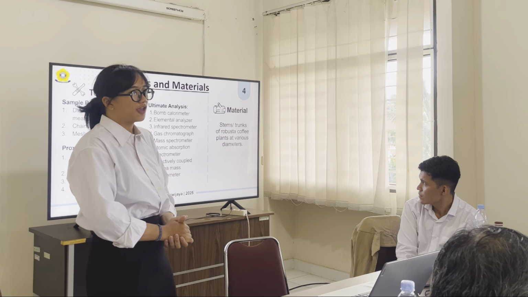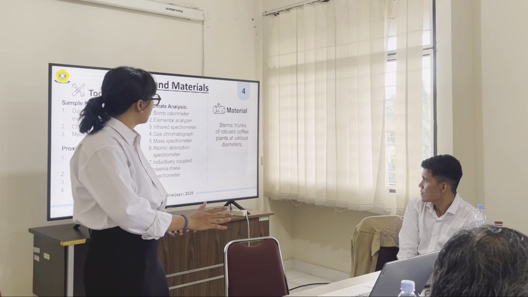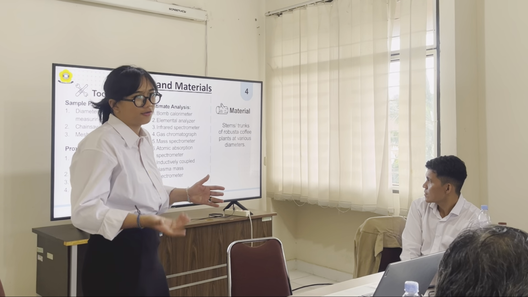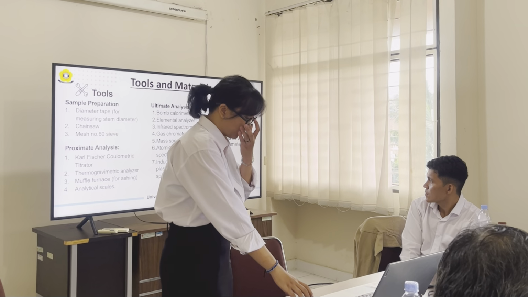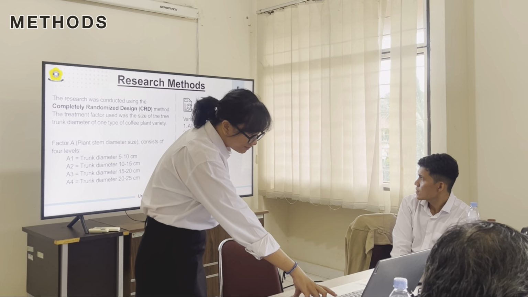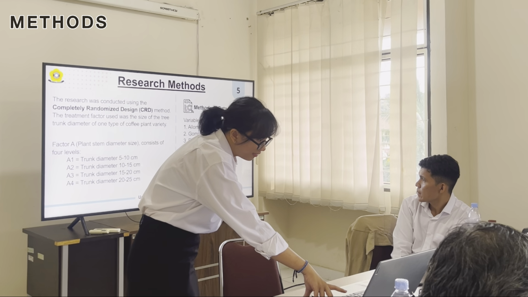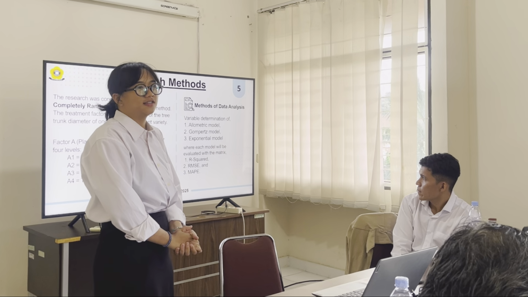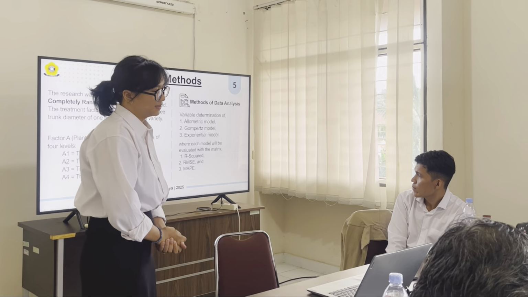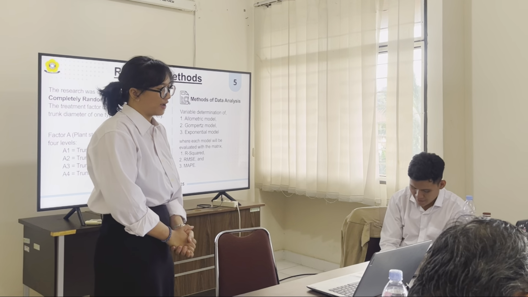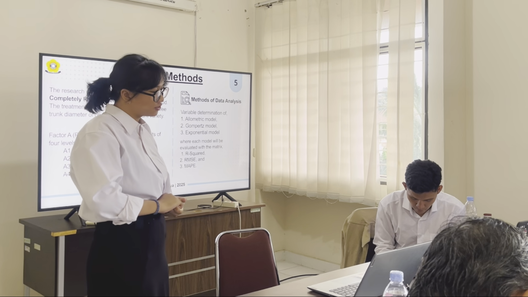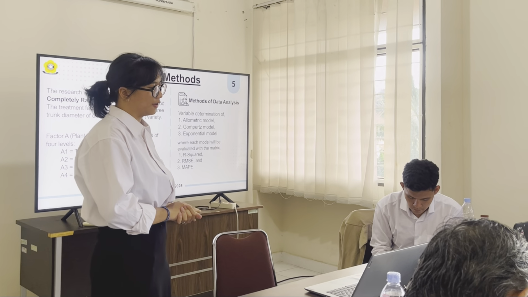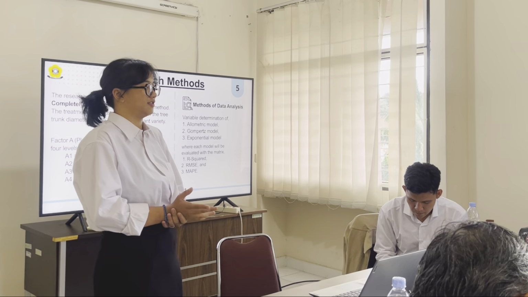And for the material, I only use one, which is the stem or trunks of Robusta coffee plants at various different diameters. And then for the research methods, I use the completely randomized design, or in Indonesia we like to call it RAL, rancang acak lengkap method. And the treatment used was the size of the tree trunks and then one type of coffee variety, and that is Robusta, right?